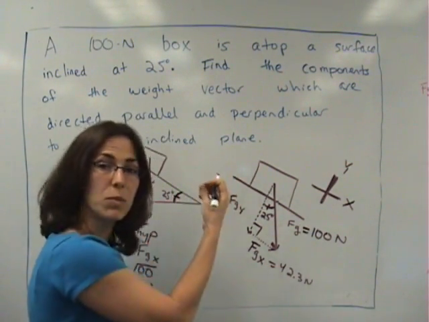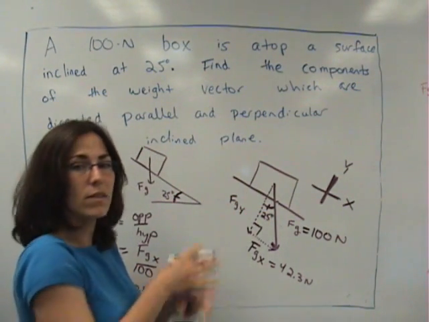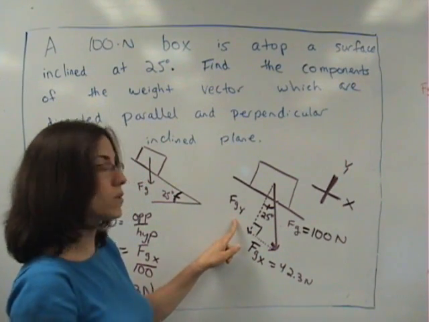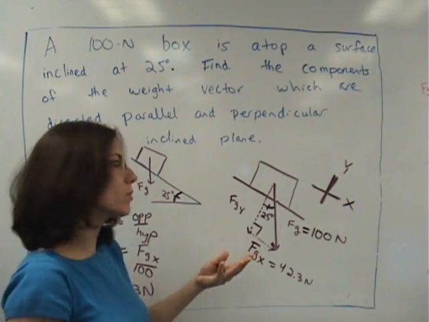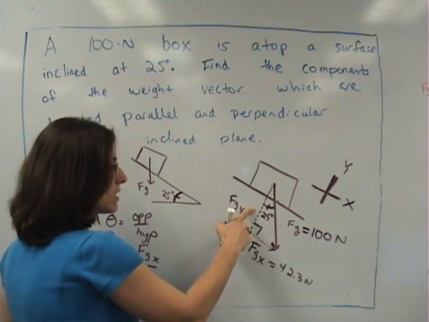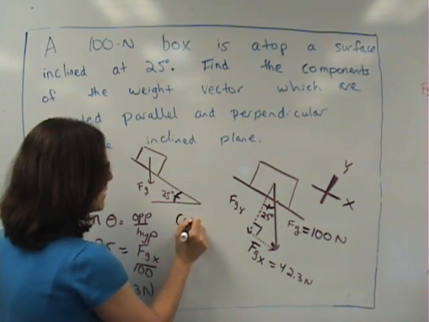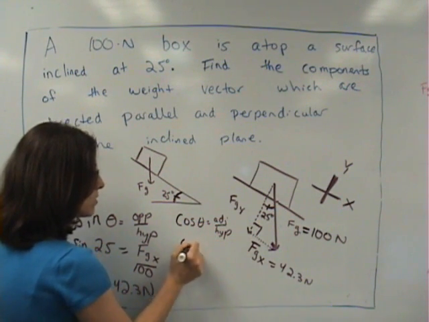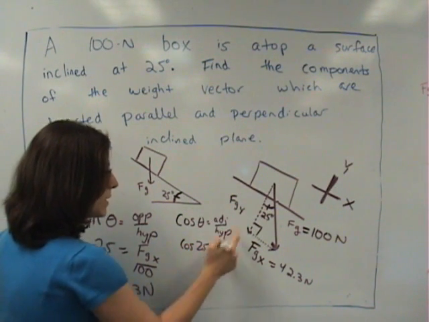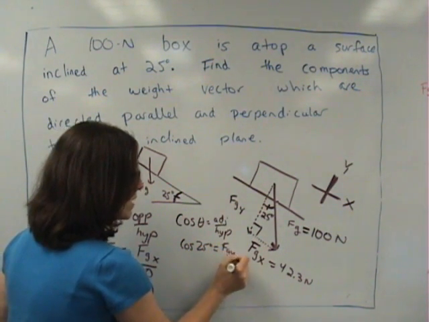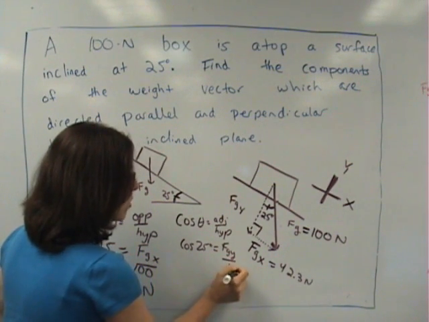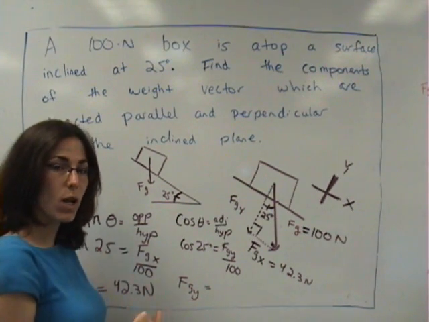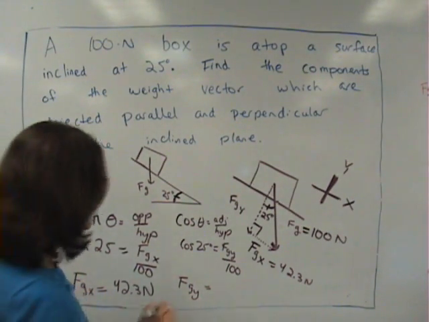That's the component of gravity that's pulling it down the ramp. That's the component of gravity that if there's nothing else going on is going to cause it to accelerate down the ramp. And I also want to know this force of gravity in the y direction, perpendicular to the ramp. So in that case, that's my adjacent side, and I know the angle and the hypotenuse. So I'm going to use cosine of an angle is adjacent over hypotenuse. Cosine of 25 degrees is my adjacent side, force of gravity in the y direction, over my hypotenuse, over 100. And when I solve for that, my force of gravity in the y direction, sometimes called perpendicular, is 90.6 newtons.